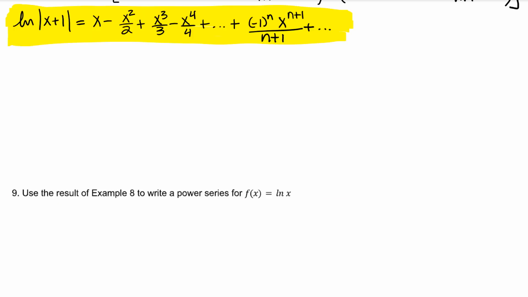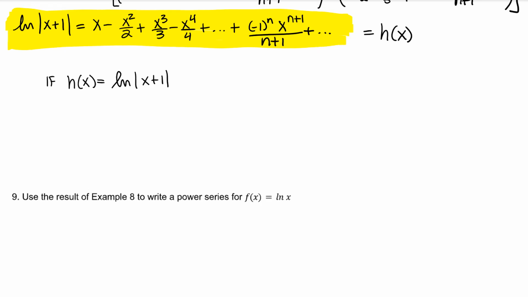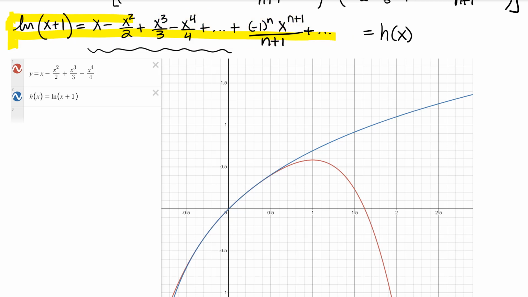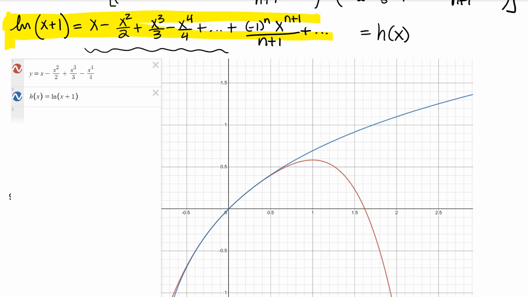Use the result of example 8 to write a power series for ln x. If I call the function in example 8 h of x, how does that transform in order to get f of x? If you graph this series, as you keep adding on more and more terms, you're getting an approximation of ln x plus 1, not the absolute value side. So this series is equivalent to ln x plus 1.